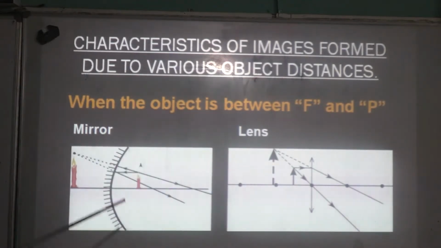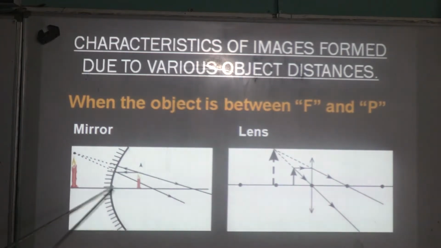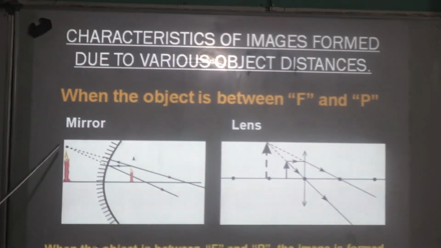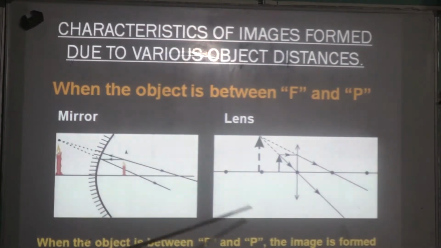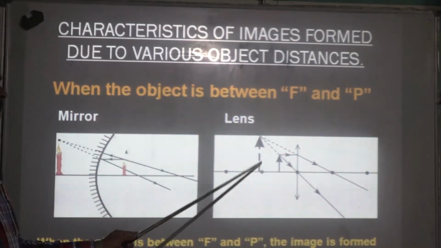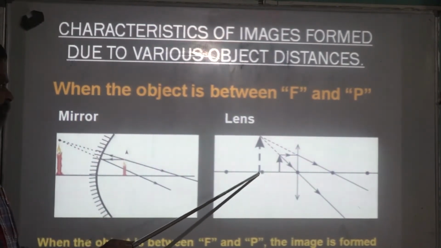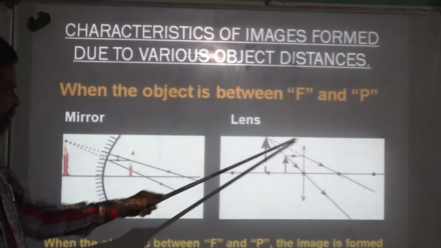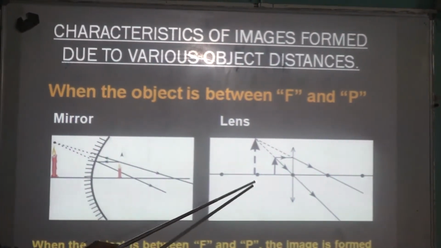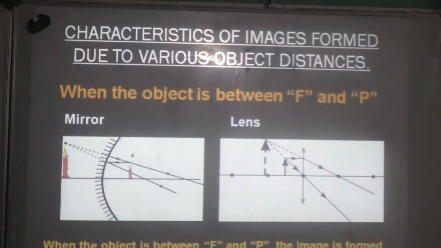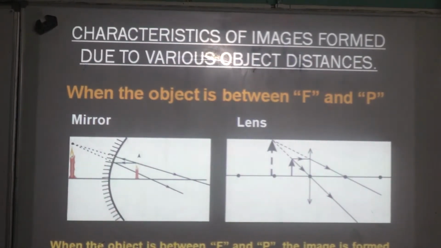Now you bring the object further, in between F and P. Now if you cannot get the real image, here you can get the virtual image. Virtual means you cannot get it on the screen, you can see the image within the mirror. Here also a virtual image is formed, the image is on the same side of the object, and in the double convex lens, in this situation it is used as a magnifying glass, which is used in our daily life.